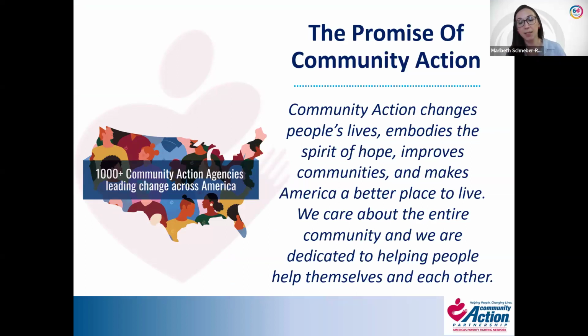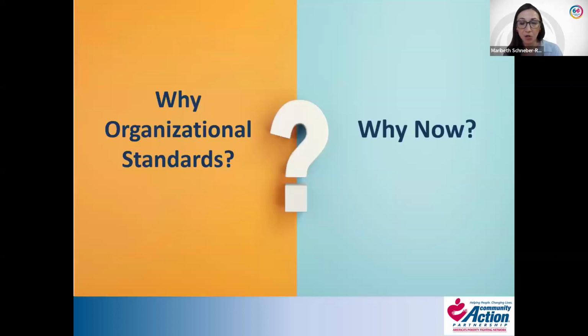I want to start by grounding us in the promise of community action. That promise reads that community action changes people's lives, embodies a spirit of hope, improves communities, and makes America a better place to live. We care about the entire community, and we are dedicated to helping people help themselves and each other. There are over 1,000 community action agencies coast to coast, and we are united in purpose in service to this mission, no matter where we are in the country.